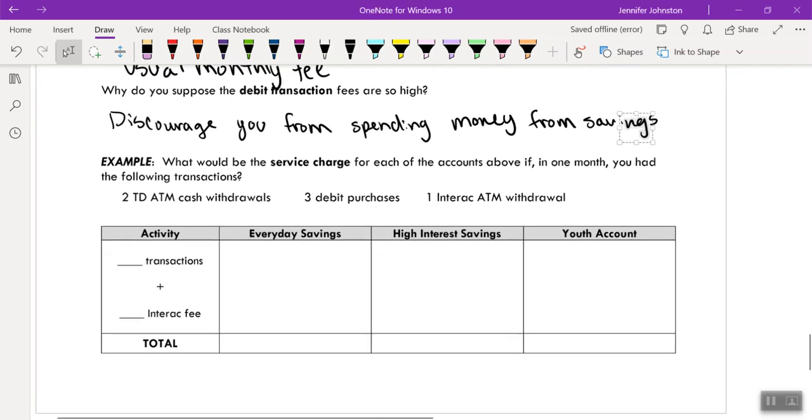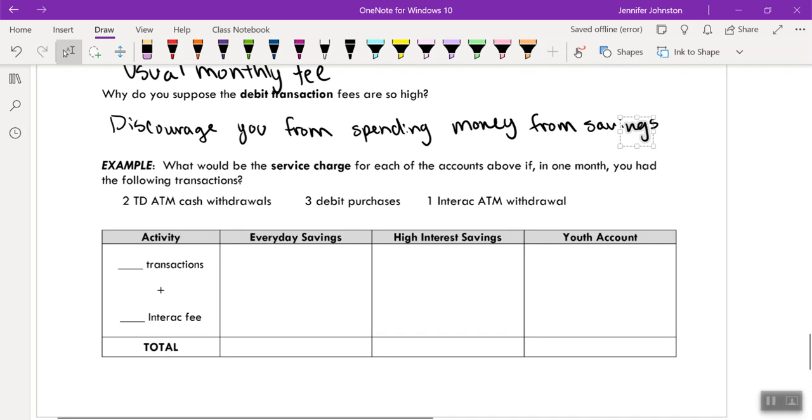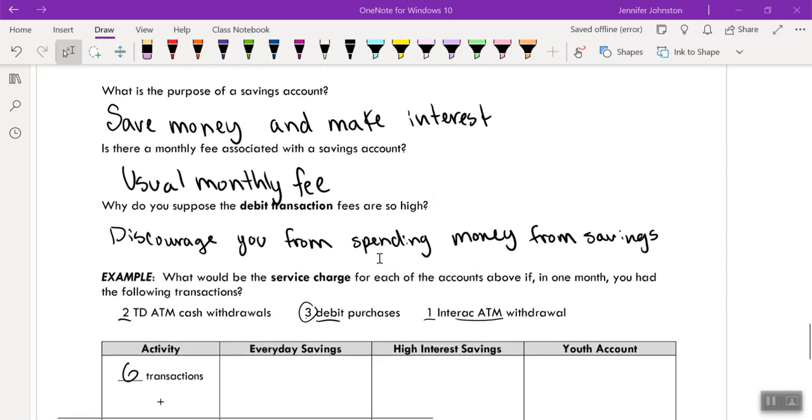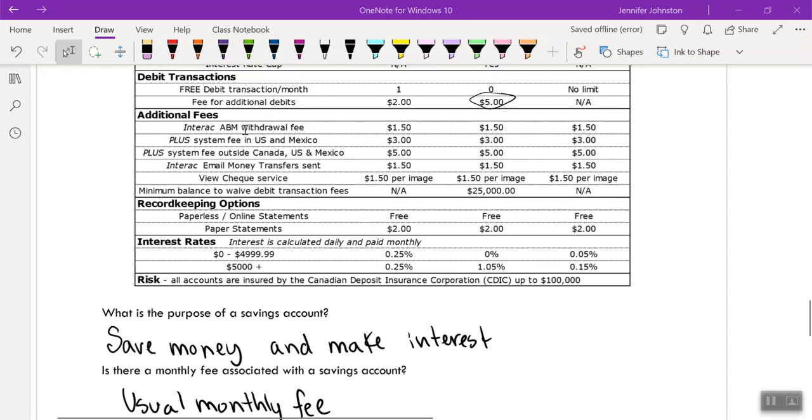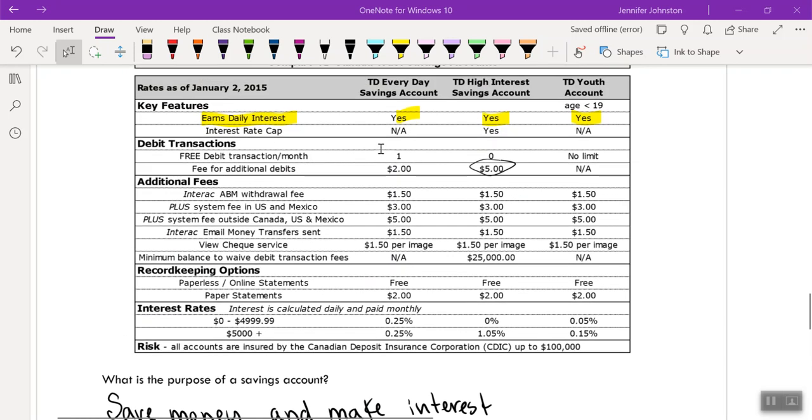Right, let's look at some of these here because I'm running out of time. Okay, so here we have two TD. The TD ones we've got are three debit purchases and one Interac withdrawal. So it looks like we have 1, 2, 3, 4, 5, 6 transactions happening, and there's that one Interac fee. For the everyday savings, we can go up here. Two TD ATM withdrawals, so we can see TD withdrawals. We're not going to have to pay additional fees for those.